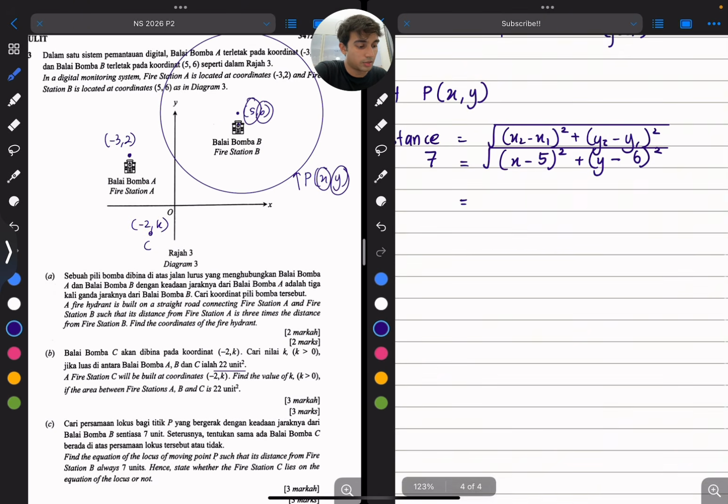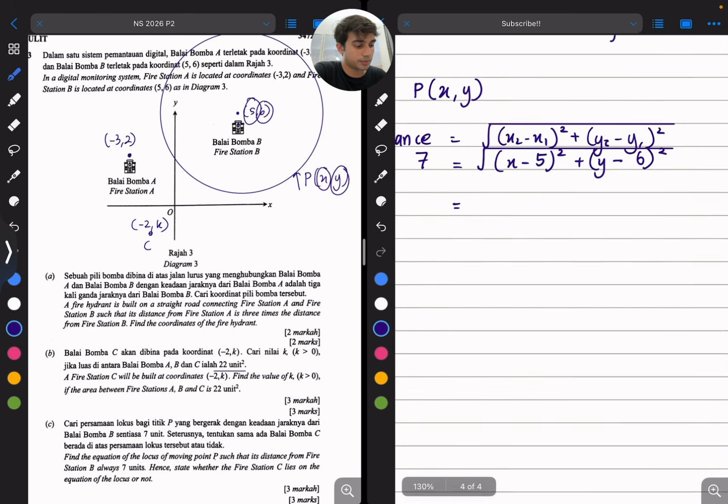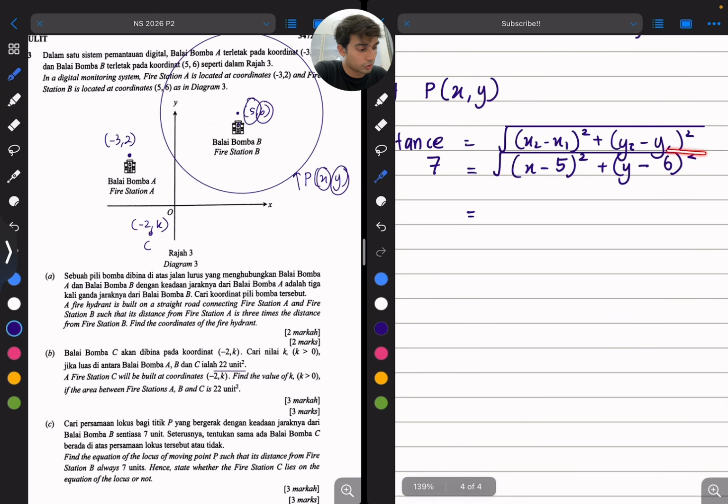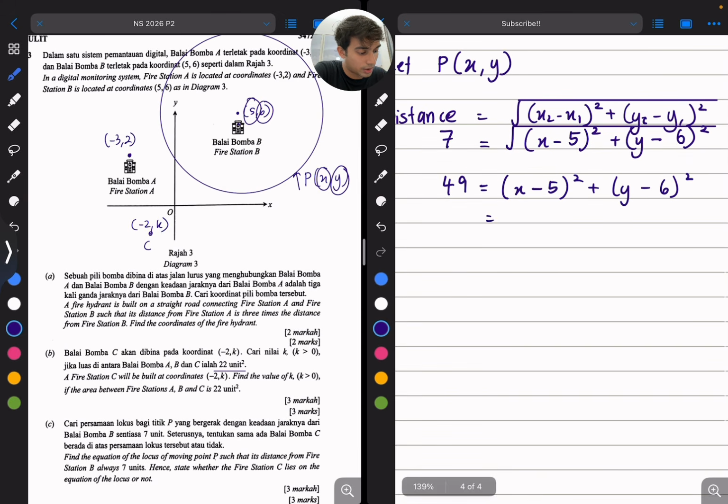If you expand this, we will probably get the equation of the locus. Okay, so the square root, you move it over here, will become a square. So 7 squared is 49. (x minus 5) squared plus (y minus 6) squared. Then we expand these brackets. x squared, 2 times x is 2x, 2x times negative 5 is negative 10x. Negative 5 squared is 25.